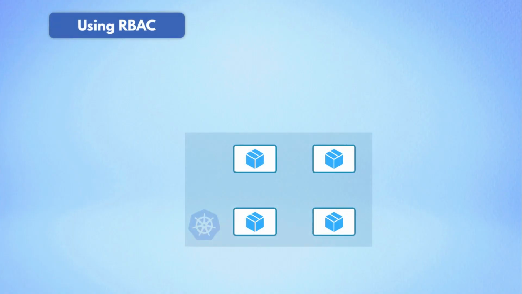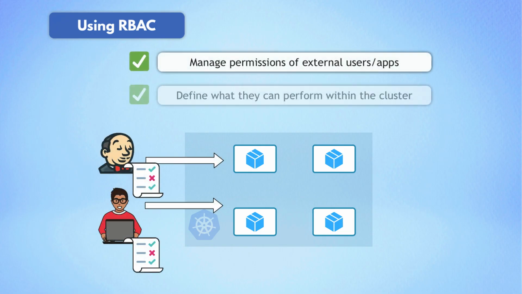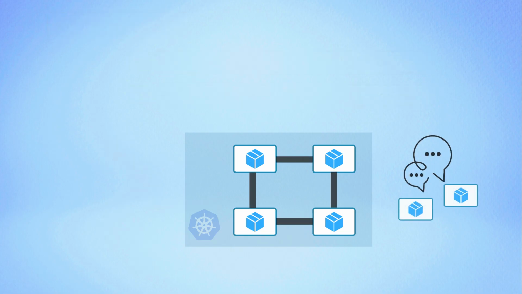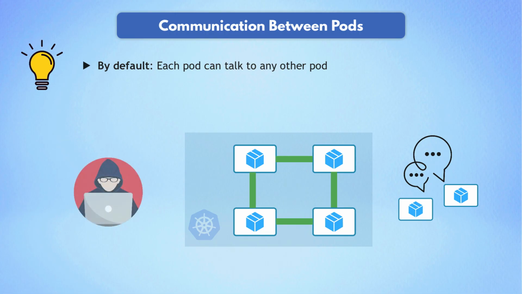Now, using RBAC will manage the permissions of external users and what they can do inside your Kubernetes cluster. But what about inside the cluster itself? The communication between the services. By default, in Kubernetes, each pod can talk to any other pod inside the cluster. This means if an attacker gets access to one pod, they can access any other application pod.